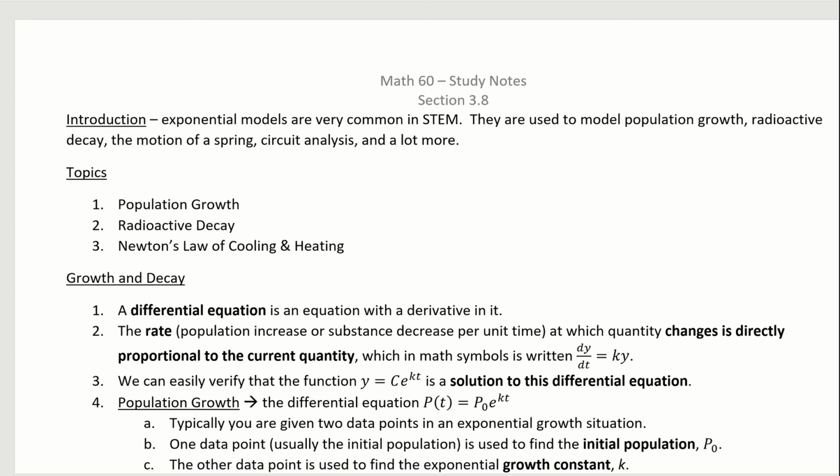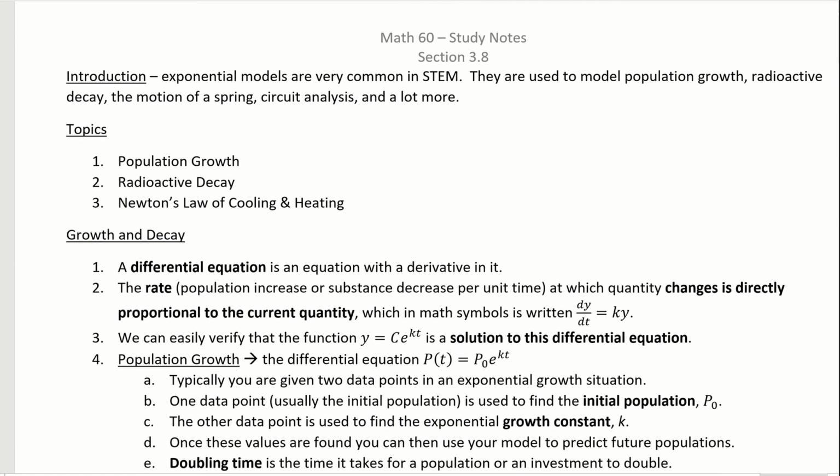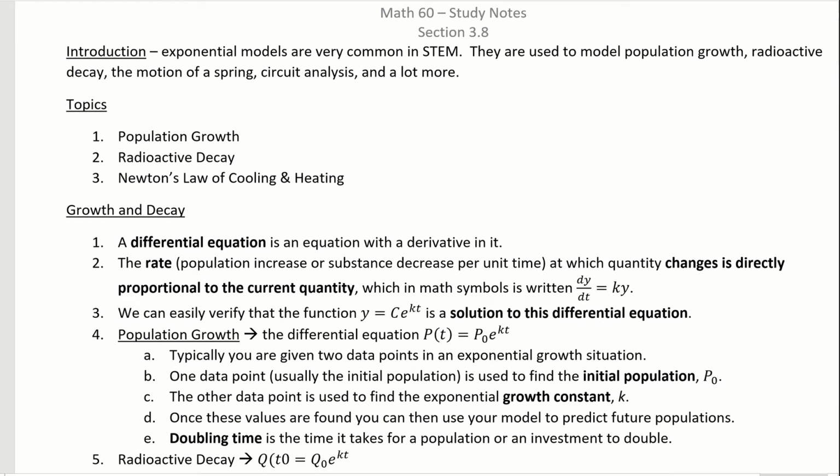No, not that. We are in math, and we're in section 3.8. This particular section deals with population growth, radioactive decay, Newton's law of cooling and heating. I'm going to try to hit all those problems, and that'll finish the section. But basically, exponential models are very common in STEM. They are very useful. They're fun to play around with. So we're finally going to see our math being used.